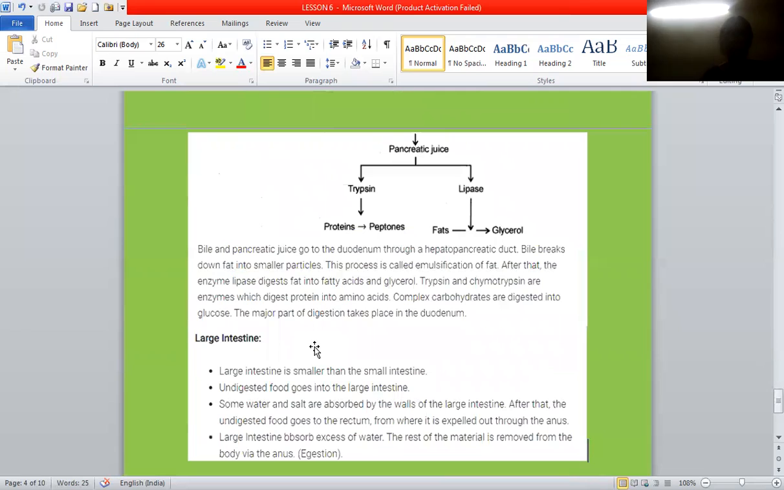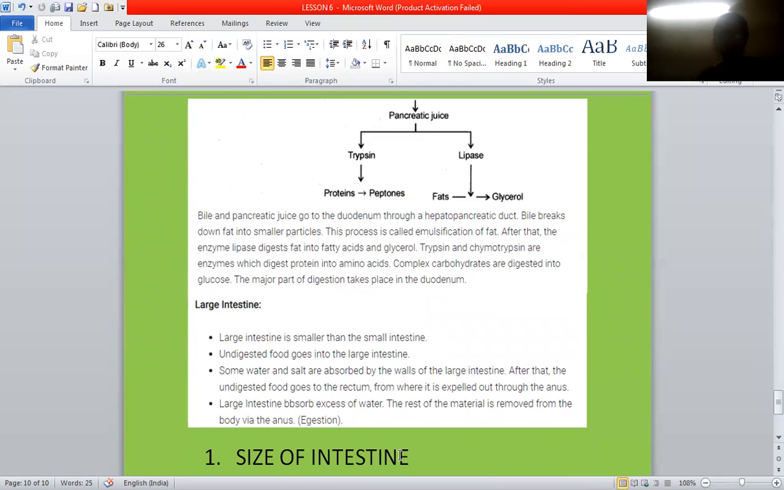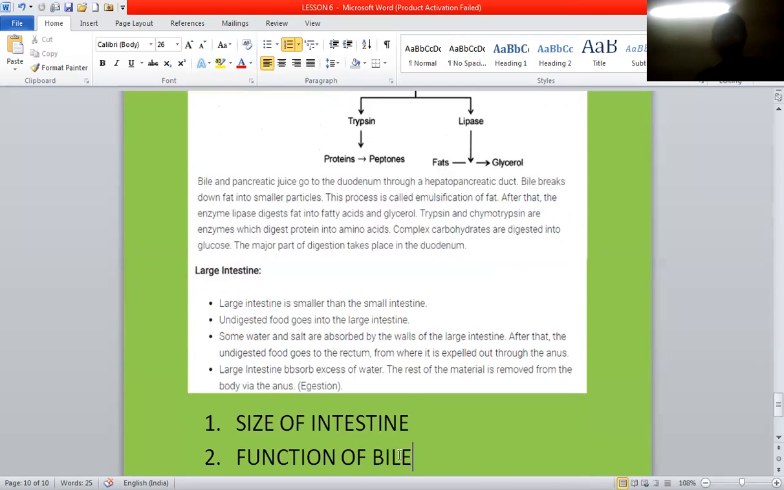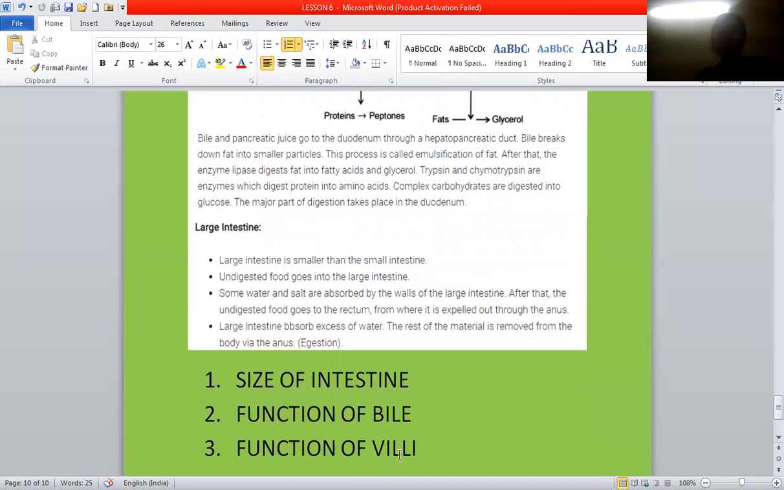Large intestine is smaller than small intestine. Undigested food goes into the large intestine. Some water and salts are absorbed by the walls of the large intestine. After that, the undigested food goes to the rectum, from where it is expelled out through the anus. Large intestine absorbs excess water. The rest of the material is removed from the body via the anus.